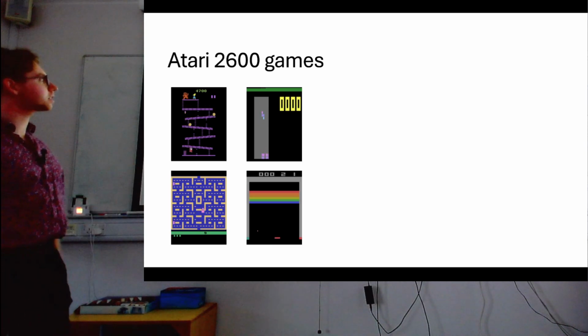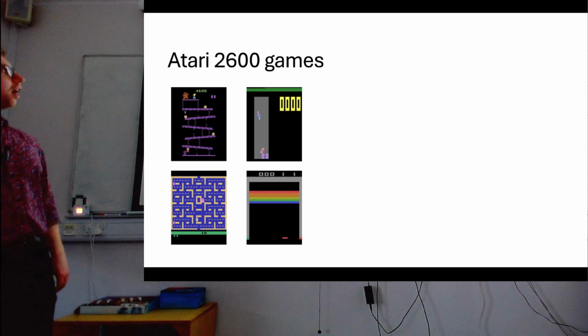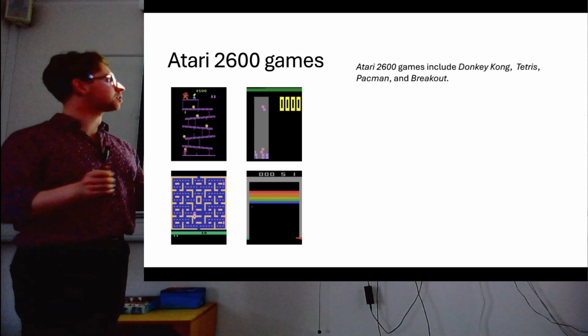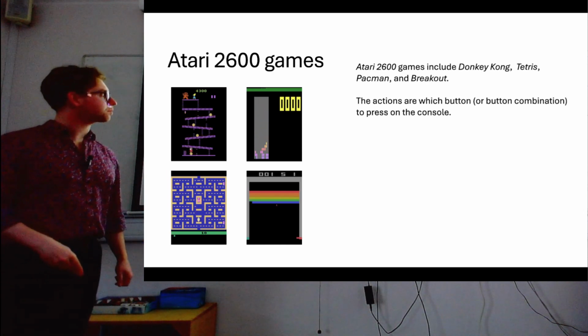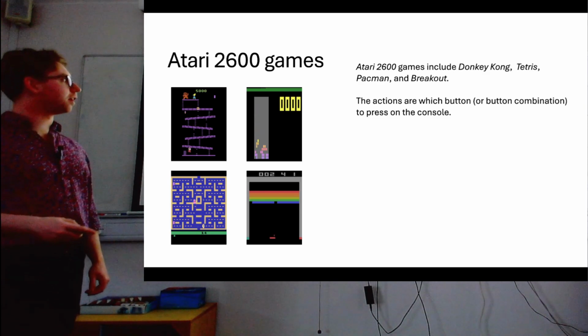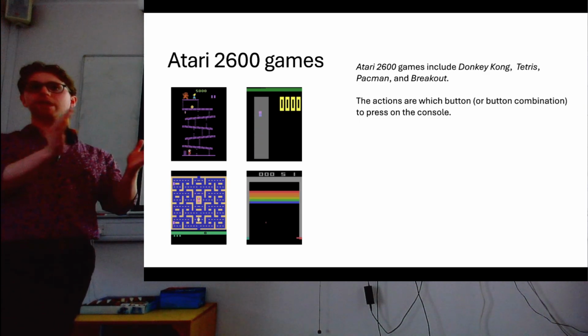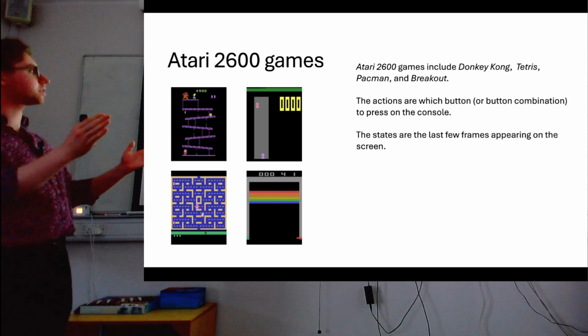And then all the other Atari games. So Donkey Kong, Tetris, Pac-Man, Breakout. Actions are which buttons do you want to press on the console. And the states are typically collections of 4 frames consecutively.